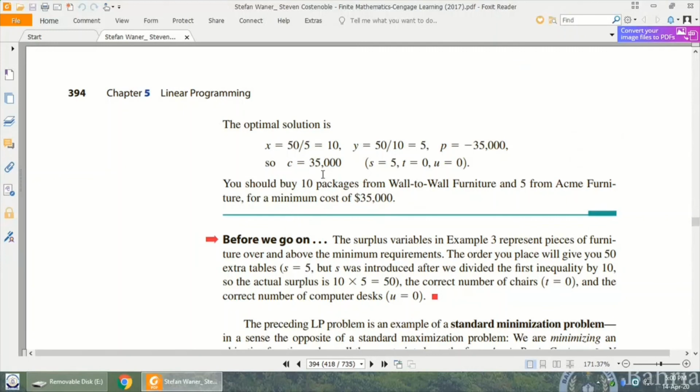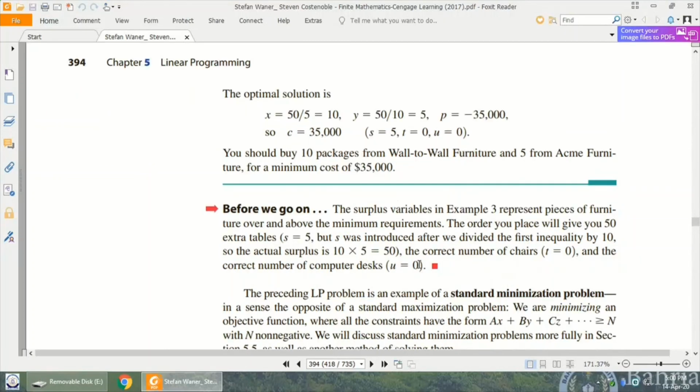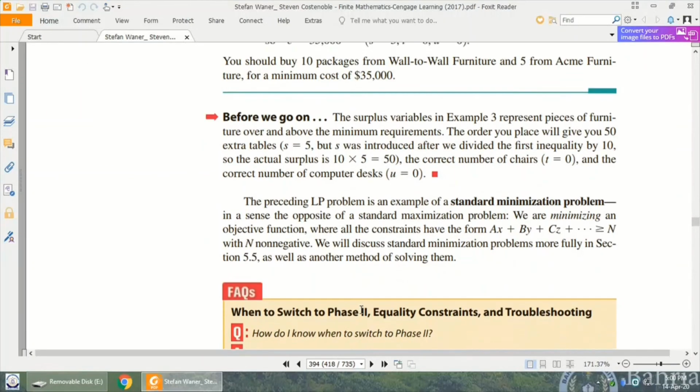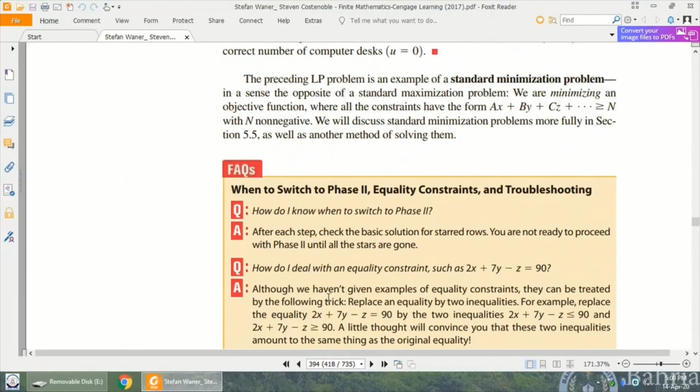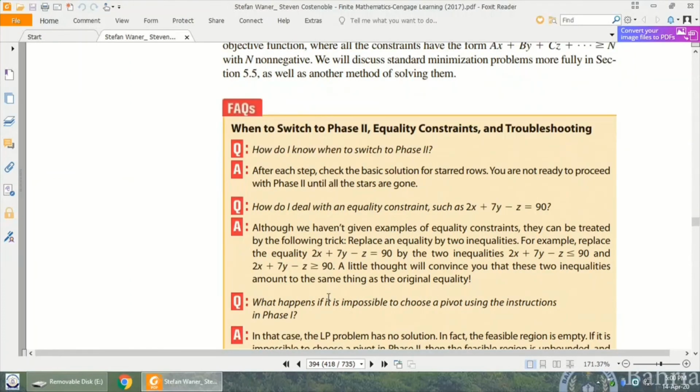And we buy 10 packages from WWF as X and 5 from Acme Furniture, but they have asked you to read this stuff, and the main portion that you have to read is when to switch to phase 2, quality constraints, and just go on with this so that your concepts can be tied up together with the previous lecture that we did. Let's just have a rundown with this to have an equality constraint. And if you have any issues, then you can just come back to me.